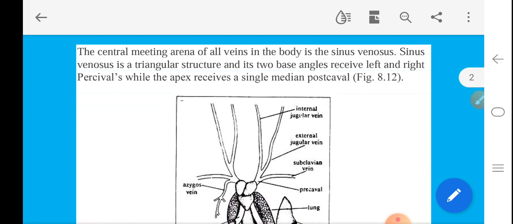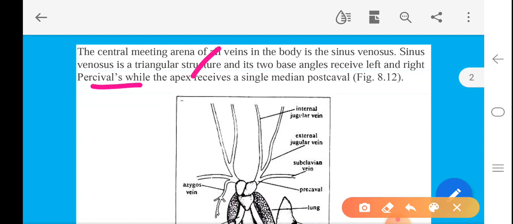The central meeting arena of all the veins in the body is the sinus venosus. Sinus venosus, as we explained earlier, is a triangular structure, and its two base angles receive left and right precavals, whilst the apex receives a single postcaval.